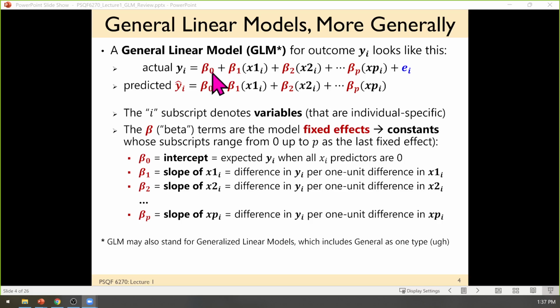So the beta 0 term is always the predicted value when all of your x's are 0, which is why x being 0 means something. And each of the slopes tells you the difference in y for a 1 unit difference in x, controlling for all the other predictors.